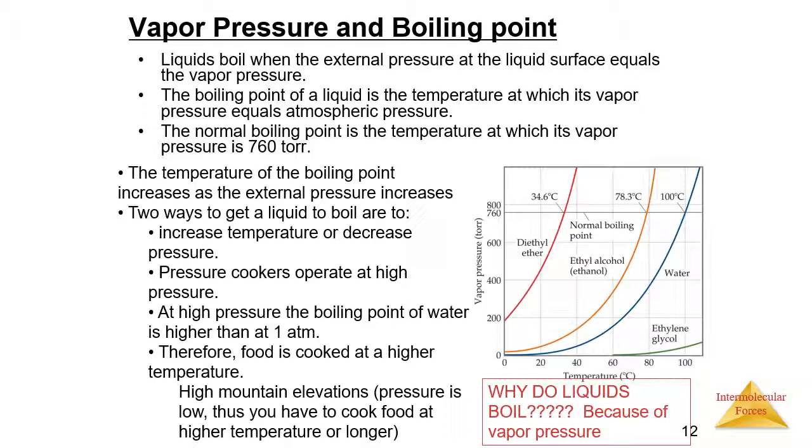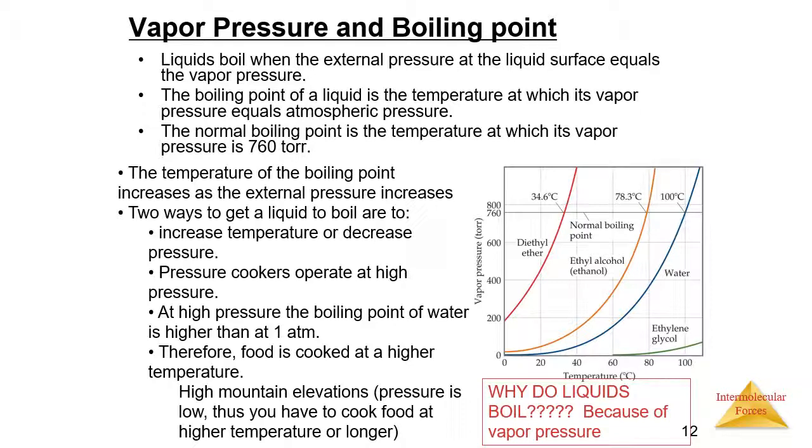So that's why we make you all memorize the vapor pressures of the various anesthetic gases that we use now, the desflurane and the sevoflurane and the isoflurane, because you need to know at what pressure and at what temperature those are going to boil. So the temperature of the boiling point increases as the external pressure increases. So there are two different ways to get a liquid to boil, and that's to either increase the temperature or to decrease the pressure.